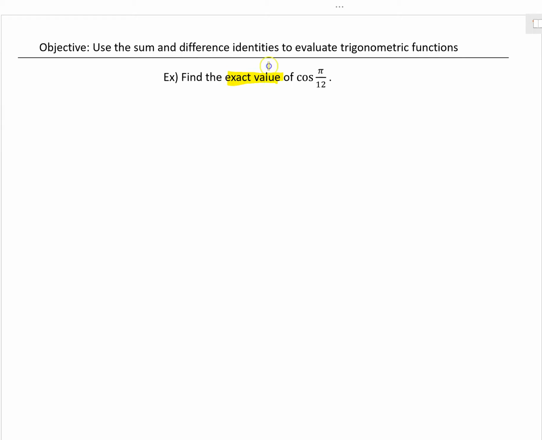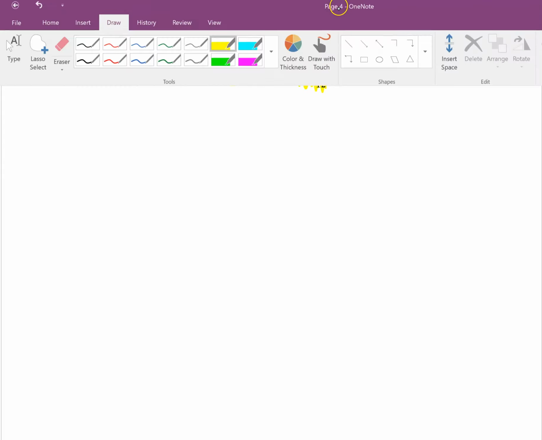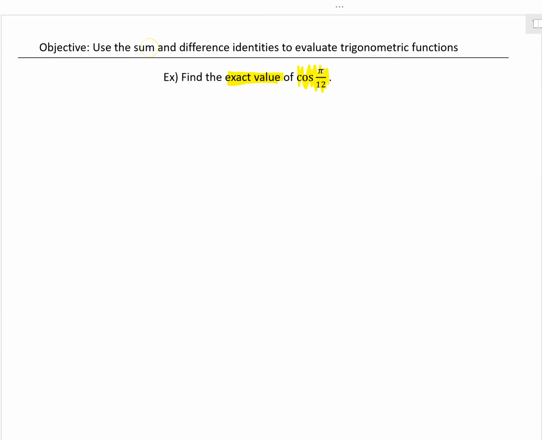So again, this is a no-calculator type of problem: the cosine of pi 12ths radians. The first thing that I want to do is figure out which two unit circle angles I can either add or subtract to get this pi 12ths radians. Now pi 12ths is 1/12 pi. That's a small angle. So generally speaking, I would be looking at a subtraction in this case.